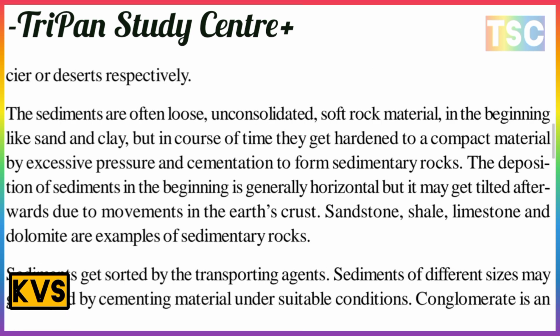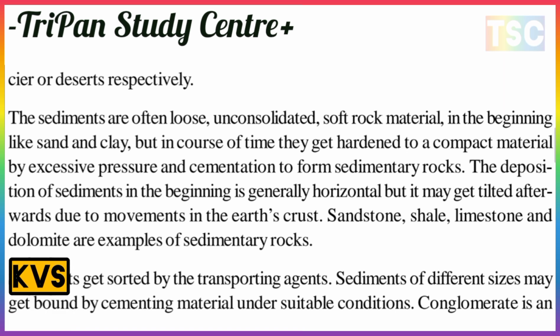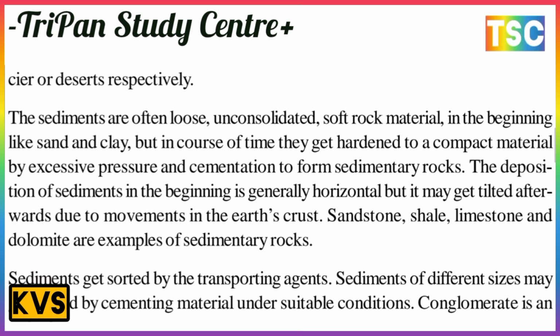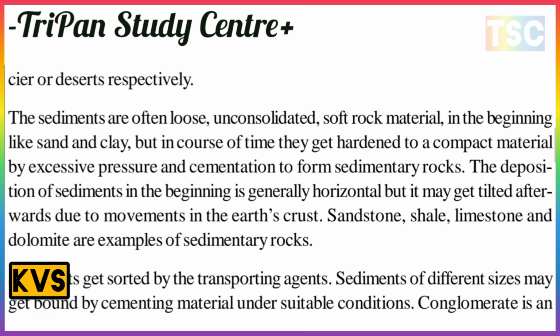The sediments are often loose, unconsolidated, soft rock material in the beginning, like sand and clay. But in the course of time they get hardened to become compact materials by evaporation and cementation, forming a cemented rock. The deposition of sediment in the beginning is generally horizontal, but it may get tilted afterward due to movement in the earth's crust. Sandstone, shale, limestone and dolomite are examples of cemented rock.